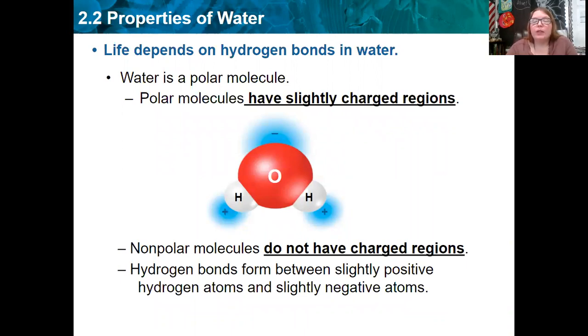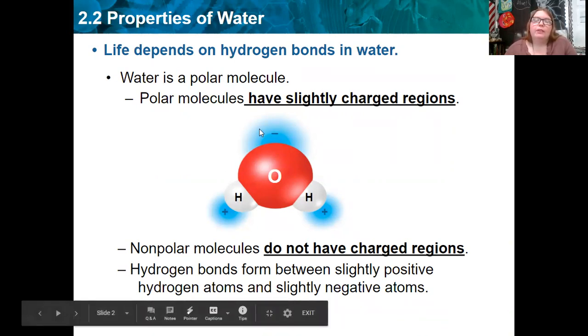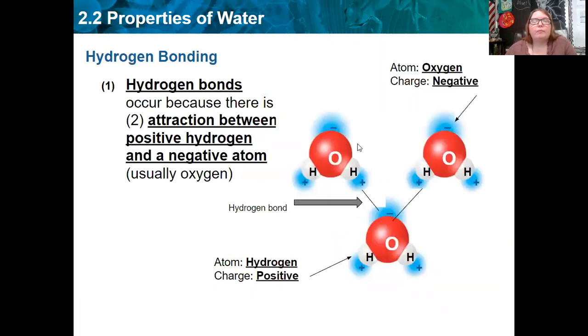So polar molecules do this. Water's polar, but non-polar molecules don't have this. They don't have this charge. So like oil, think of things that don't dissolve in water. Those are non-polar. So hydrogen bonds form between the negative and the positive, and I've got a diagram on the next page. So hydrogen bonds occur because the positive hydrogen wants to stick to the negative oxygen.